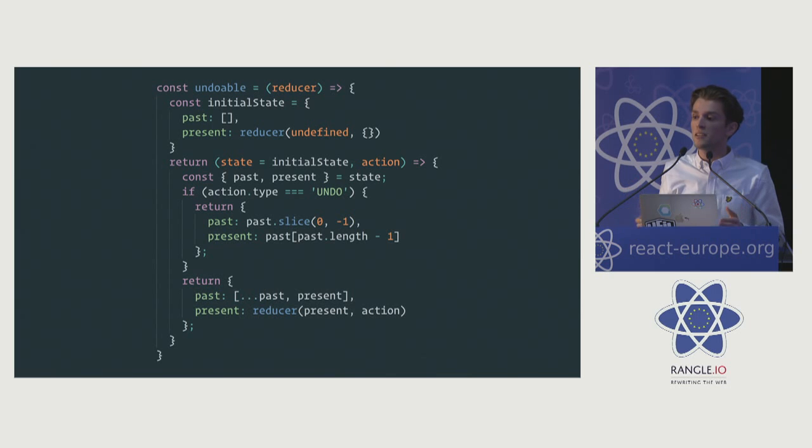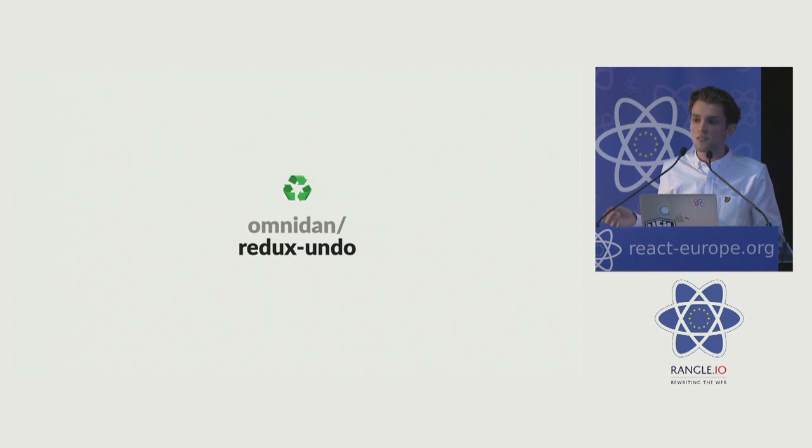And it is entirely decoupled from any specific implementation details of your reducer. So it can be published on NPM and work in any Redux app. And in fact, it exists on NPM. This particular higher order reducer is called Redux Undo.